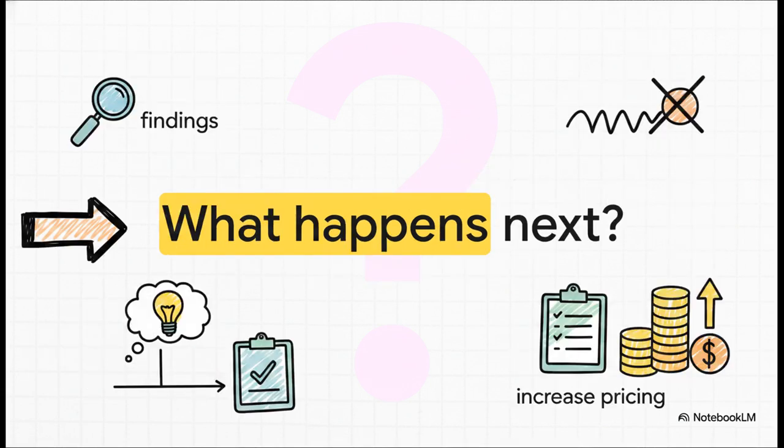Finally, the fourth preparation question: what happens next? Essentially, what should the owner actually do? You need to take all your findings and translate them into a specific, actionable recommendation. A vague suggestion like, well, we should probably watch expenses, is pretty useless. You need a clear directive. Something like, we need to increase pricing for new clients beginning next month.